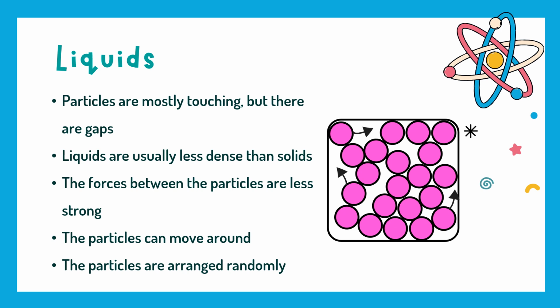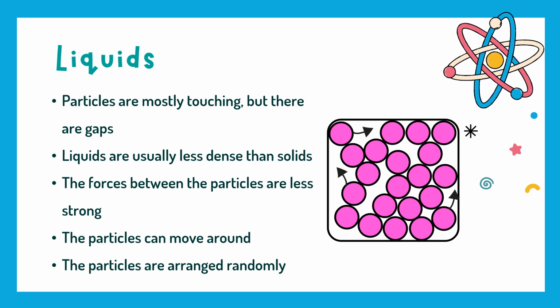I say usually because if we think about water, if you have solid water, which is ice, we know that ice floats on water. So solid water, ice, can float. So ice is less dense than water. And this is not true for all liquids. Liquids are usually less dense than solid, but water is the exception to this rule.